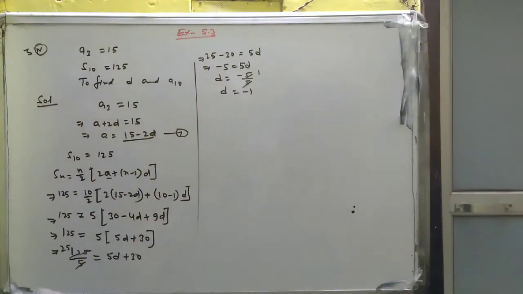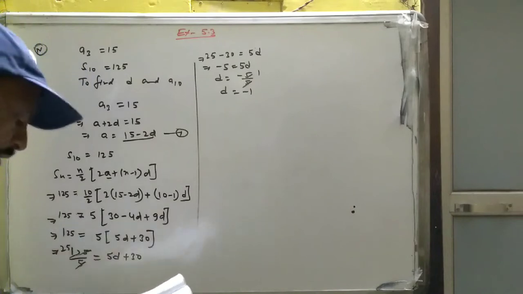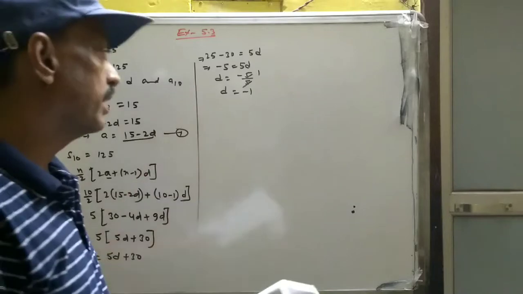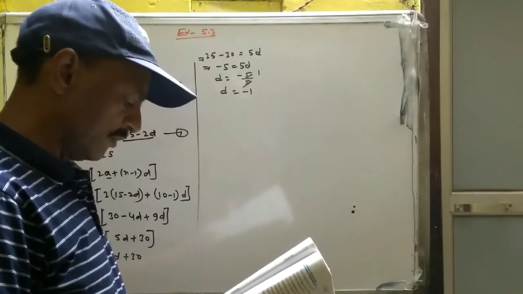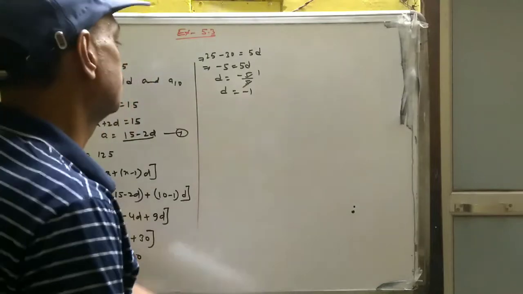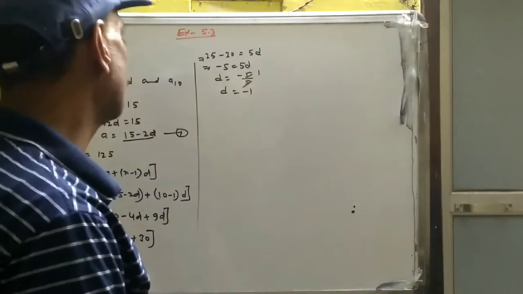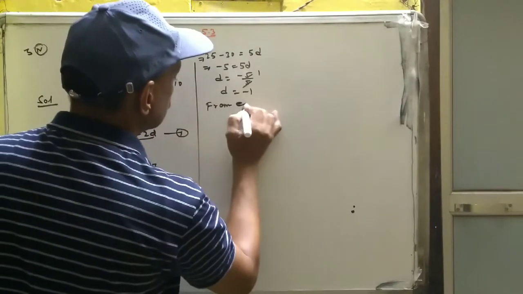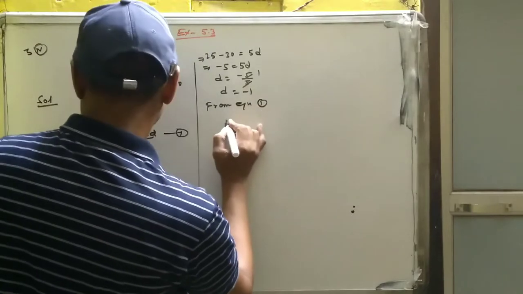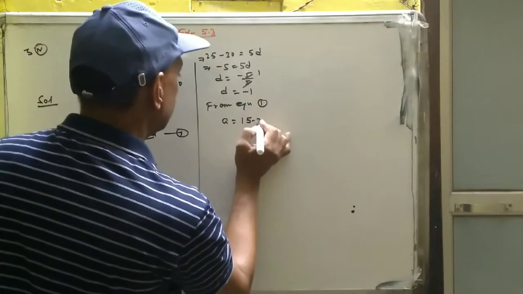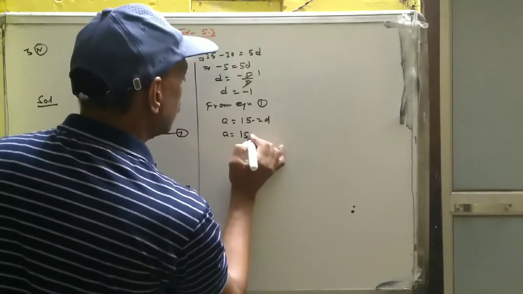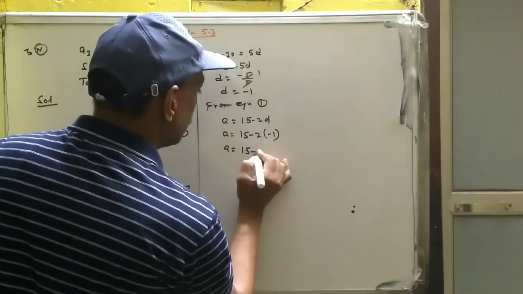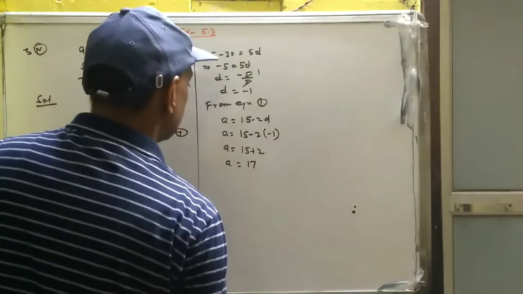After getting the value of d, this is one question, and the second one is to get the value of A10. So for A10 we need to get the value of A. From equation 1, just put d in equation 1. Equation 1 is A equal to 15 minus 2d. So A equal to 15 minus 2 into minus 1, and A equal to 15 plus 2. So A equal to 17.